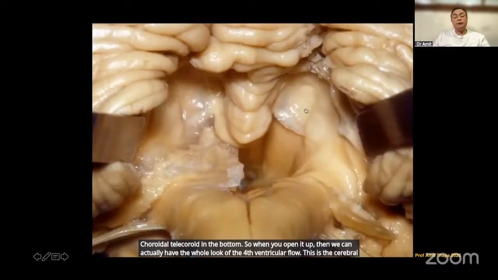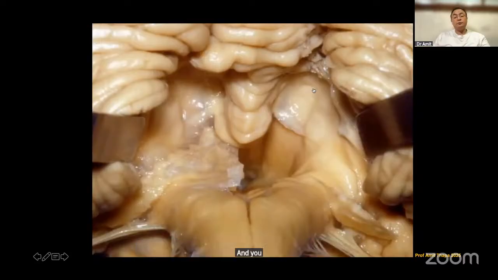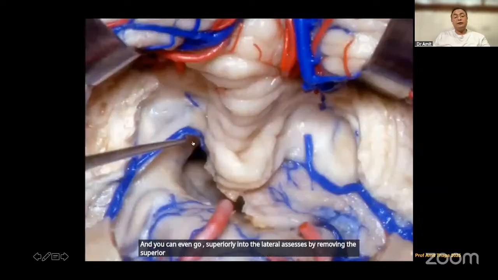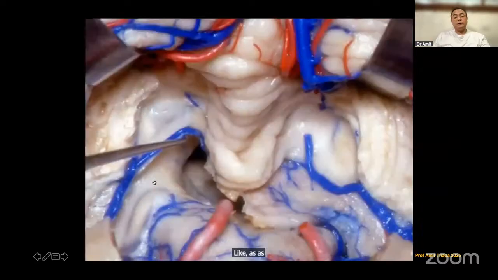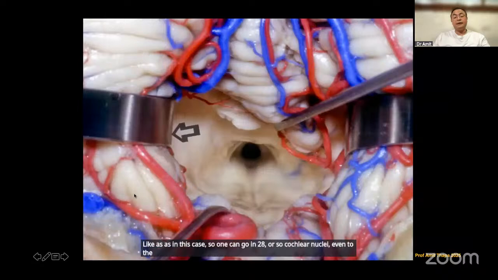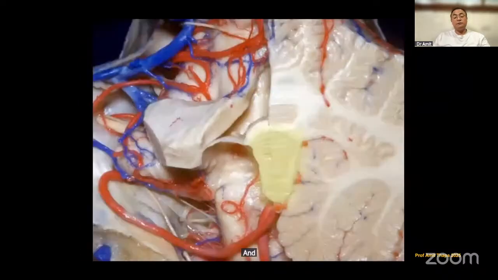One can peep into it, and you can even go superiorly into the lateral recesses by removing the superior medullary velum, as in this case. So one can go to the dorsal cochlear nuclei, even to the lateral recesses here, by cutting through the superior medullary velum. And then the whole floor is in front of us.